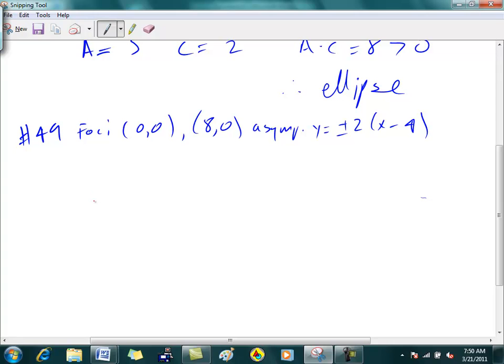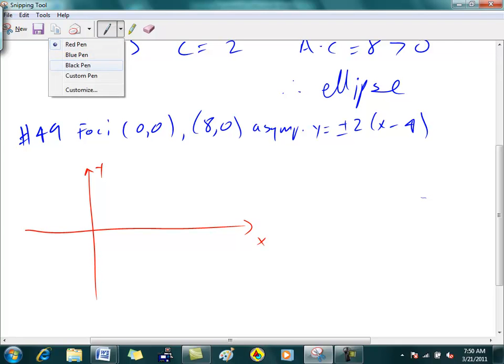Always draw a diagram first. X, Y. Focus is at 0, 0 and 8, 0. So here's F1, here's F2. Okay, now if you want to go for the center, I'll go for it. Center. What's the center at? 4, 0.